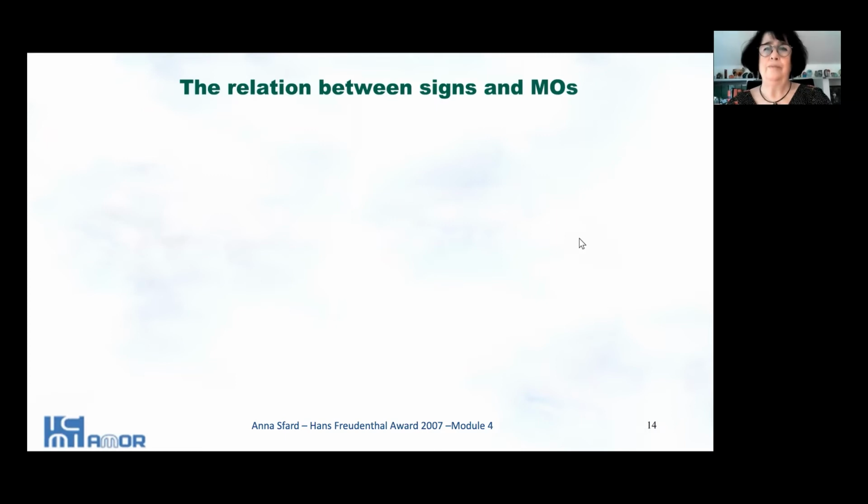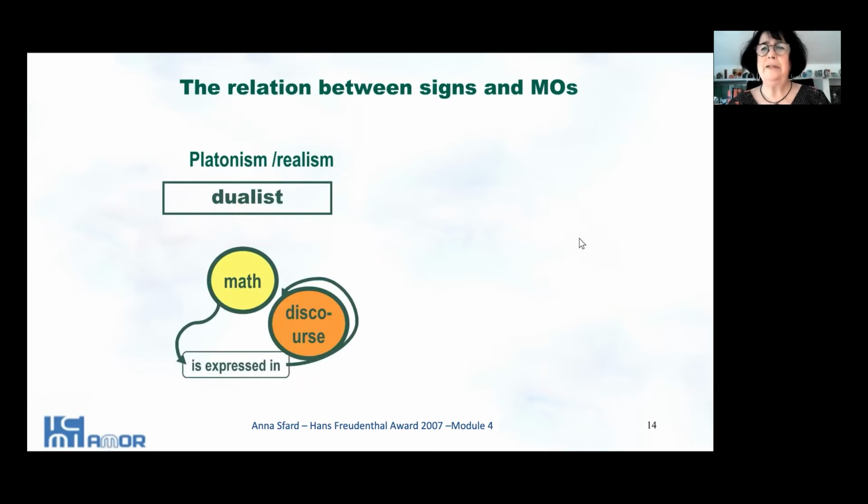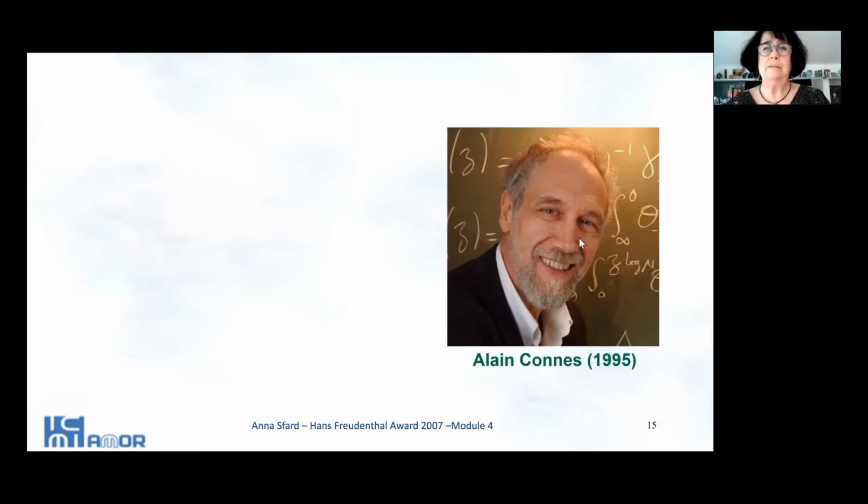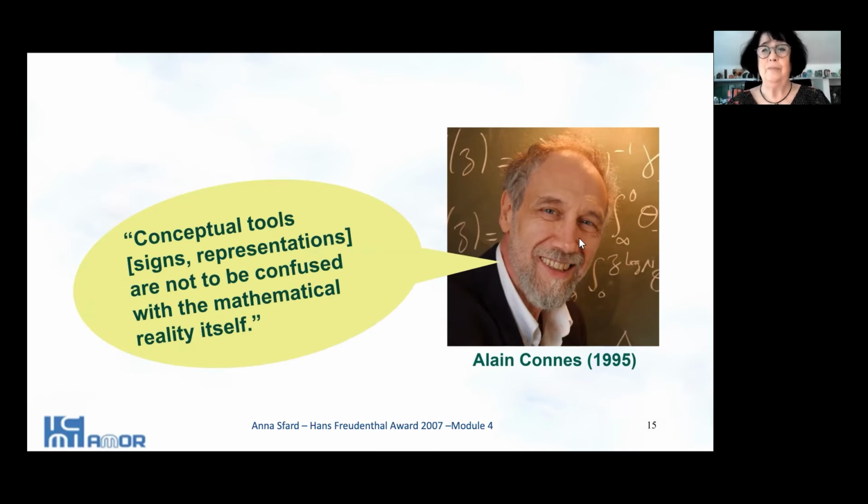The dualist approach can also be called traditional. After all, the vision of mathematics as something that is being expressed in discourse is entrenched in the way we speak. For instance, we say that discourse helps in learning mathematics. Many mathematicians express their Platonic beliefs explicitly. Consider, for instance, the following statement by the French mathematician Alain Connes. Conceptual tools, he said, signs, representations, are not to be confused with mathematical reality itself. So there is mathematical reality and there are tools, two separate things.